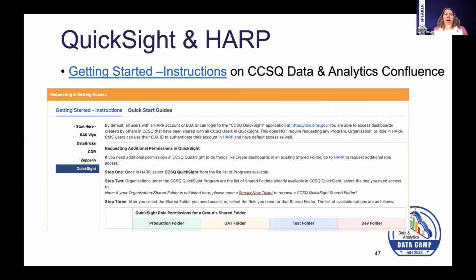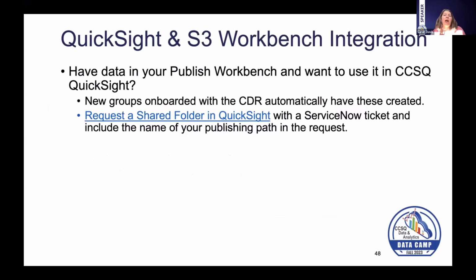Now, there's another question about Quicksight and your S3 Workbench integration. I believe we've set up almost all groups with a published workbench that is available for use in CCSQ Quicksight. If you don't see that as an available option in Quicksight, please reach out to us. If you're a new group that has been onboarded to the CDR within the last, I think, 9 to 12 months, you automatically have this S3 workbench on your side for SAS Viya and Databricks. We just might have missed it in our review of that.